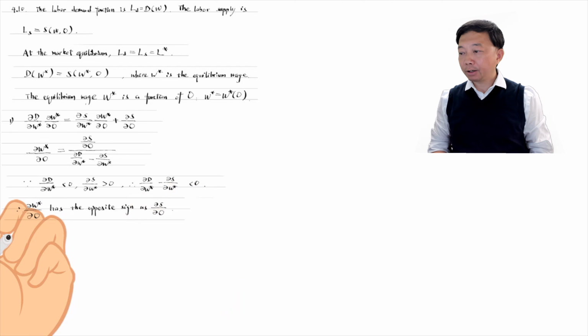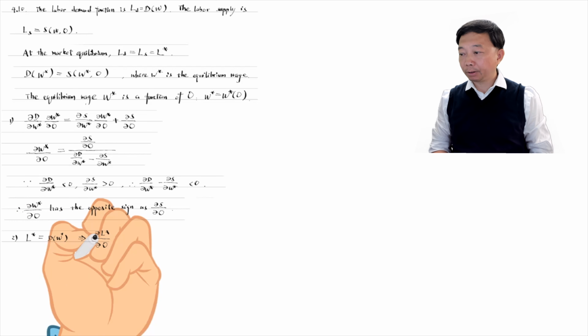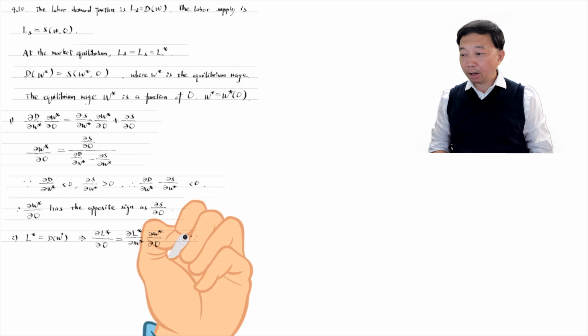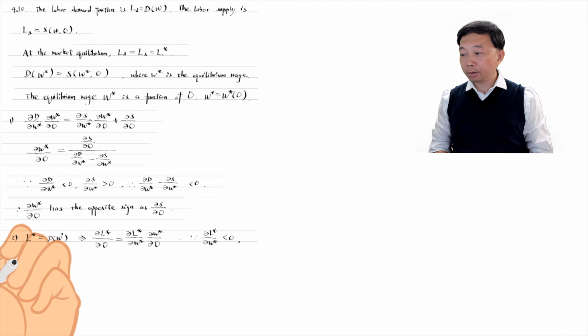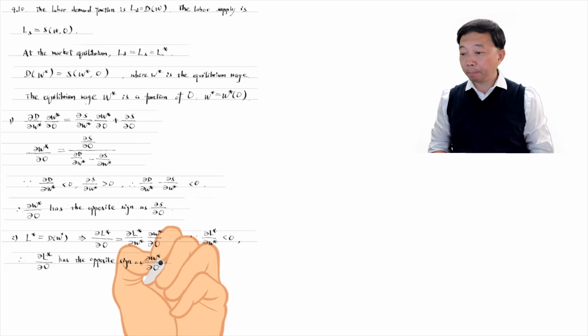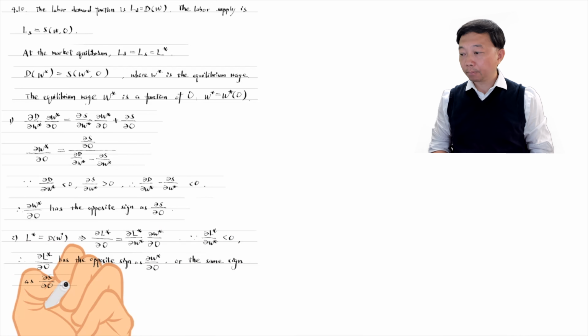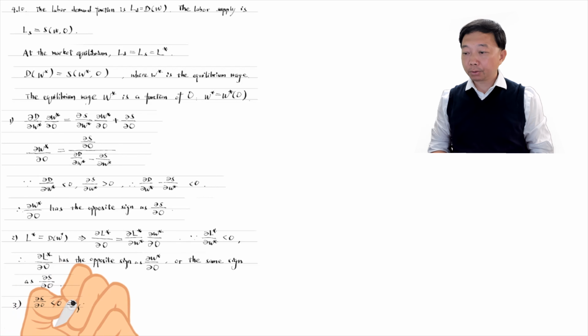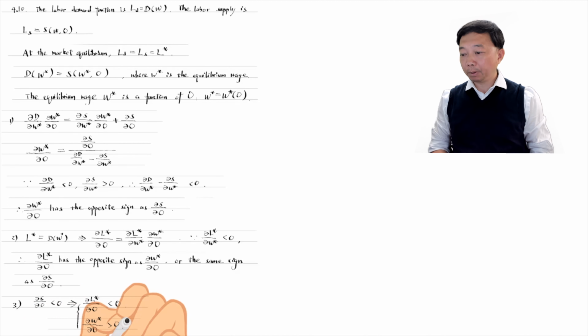In the second step, we use either the demand or supply function to determine the effect of the use of opioids on the equilibrium quantity of labor. I apply the chain rule to the labor demand function. Since the equilibrium wage is a function of O, we have two parts on the right-hand side. Because partial L star over partial W star is negative by the law of demand, partial L star over partial O has the opposite sign as partial W star over partial O, or the same sign as partial S over partial O. We know that the use of opioids reduces the labor supply. That is, partial S over partial O is negative. Then we can conclude that the increase in the use of opioids reduces the equilibrium quantity of labor, which is consistent with the graph in the last exercise.